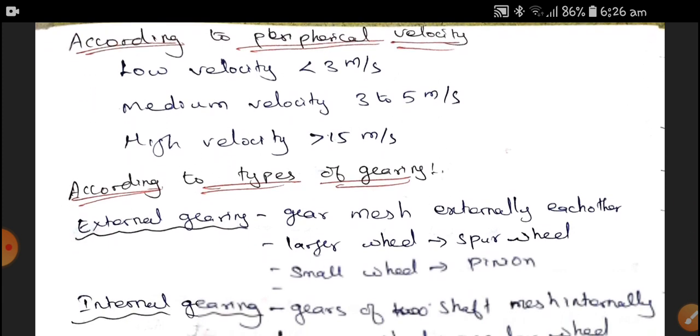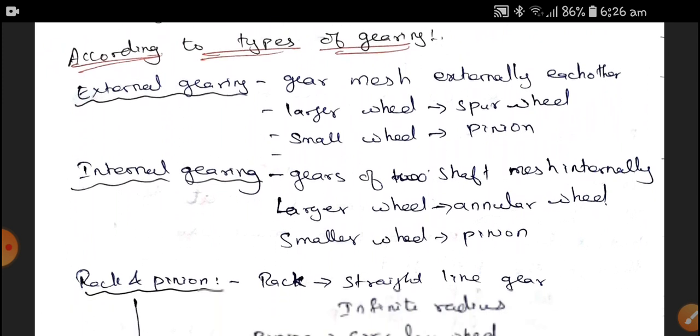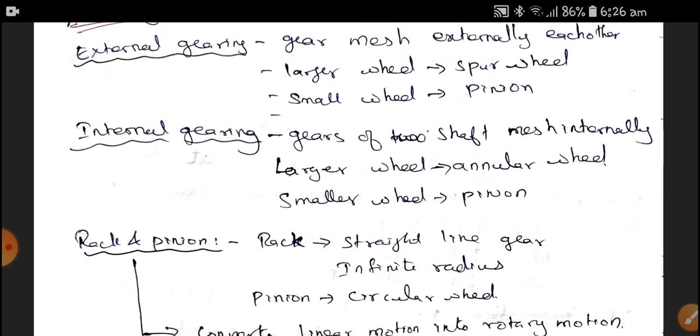Next, according to the type of gearing: one is internal gearing, external gearing, and rack and pinion.